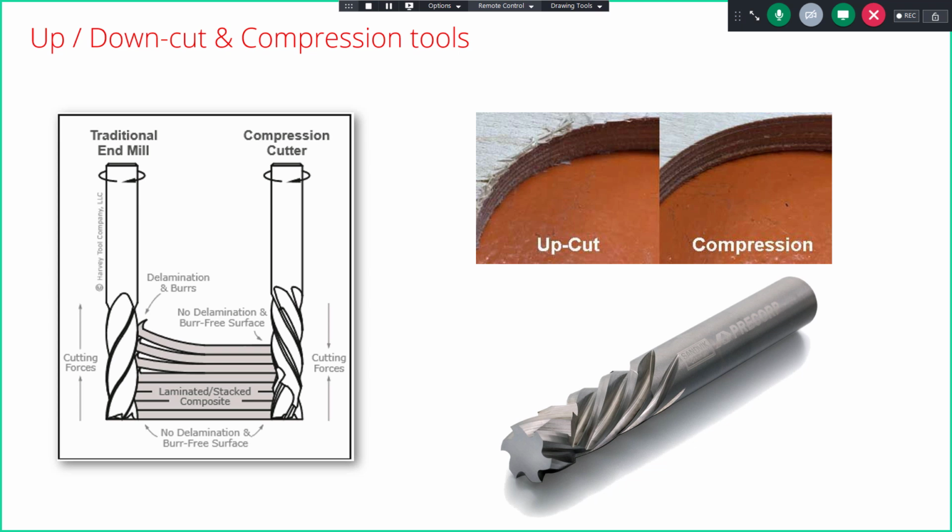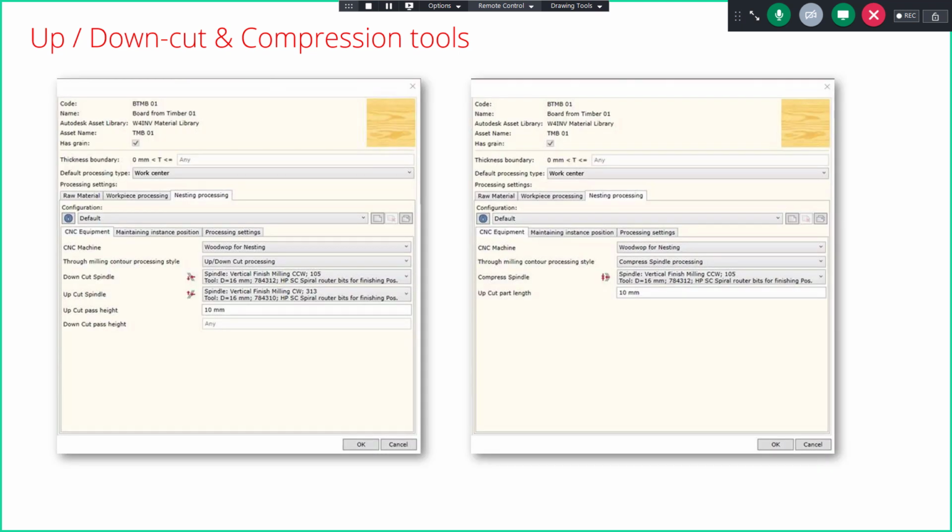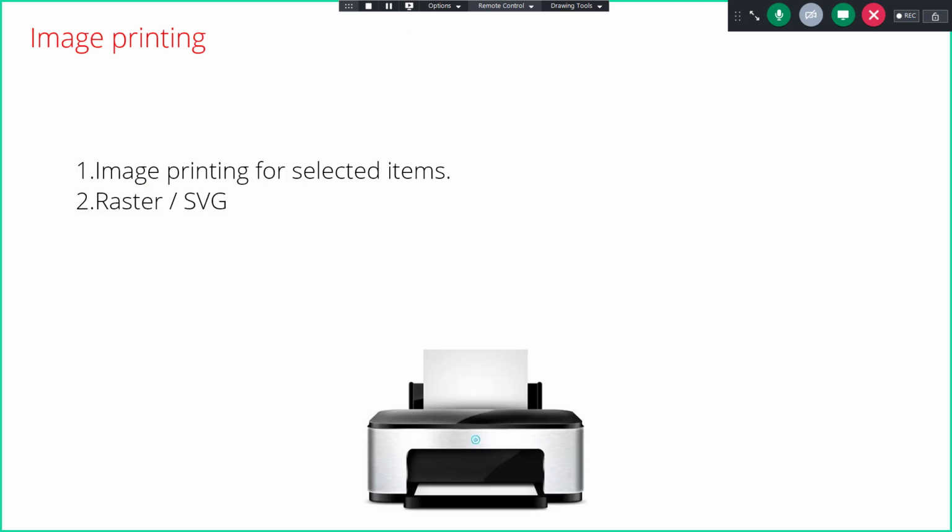In this case, we are using a traditional mill. We can just rip off the material. So what can we do instead? We can use up cut and down cut spindles or compression tools. What they do is apply the cutting forces in the center of the cutting path. So you can see that we have options like choosing the down cut spindle and up cut spindle on the left. And in case you're using a compression spindle, it's enough to just pick this compression spindle.